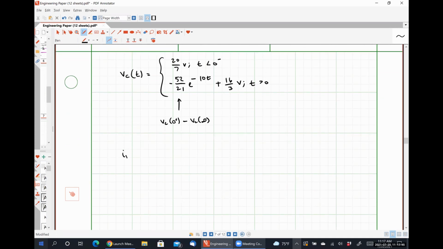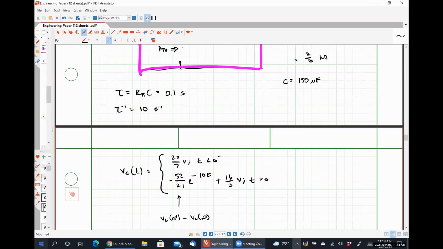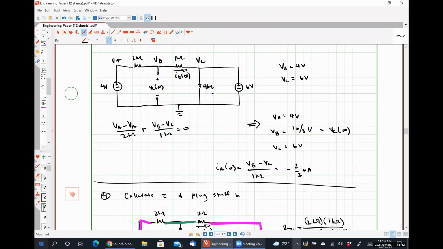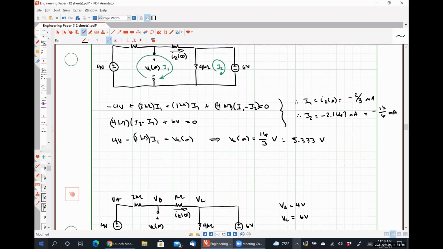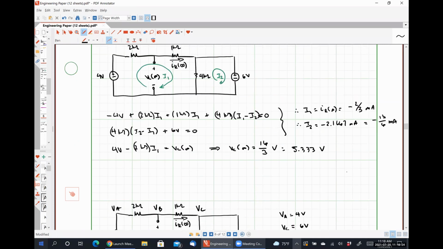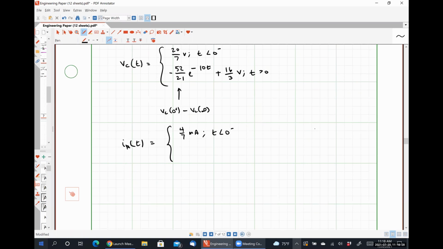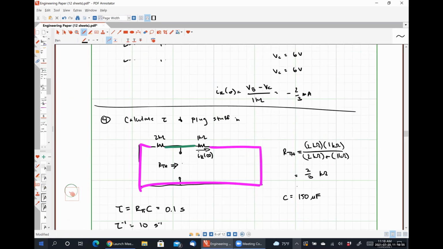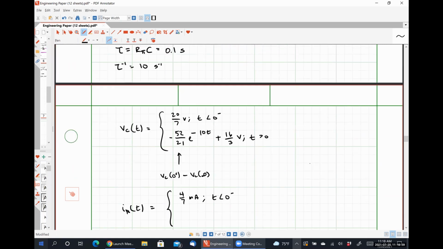Our resistor current, IR, as a function of time. So what was IR at 0 minus? 4/7 milliamps. All right. And then we have IR at 0 plus, which is not going to be 4/7 of a milliamp, or it doesn't have to be. Let's see what we got up here. That's still looking at stuff at infinity. It should be negative 3.143. All right, negative 3.143. Thank you. So negative 3.143 minus IR at infinity, which we got to be negative 2/3 of a milliamp.